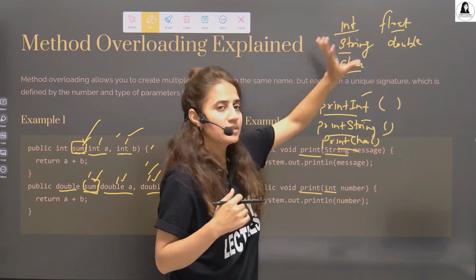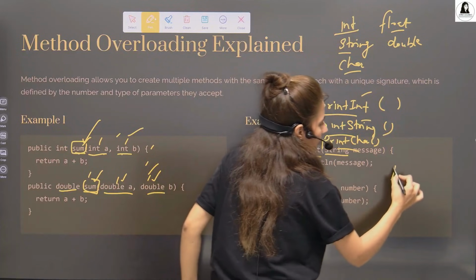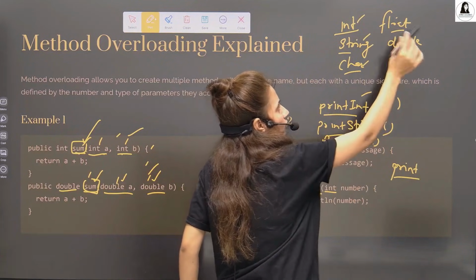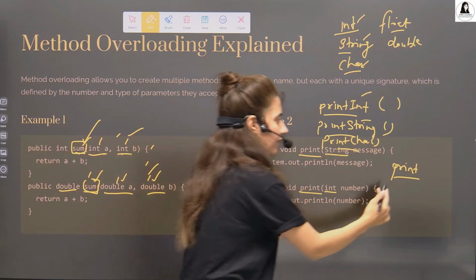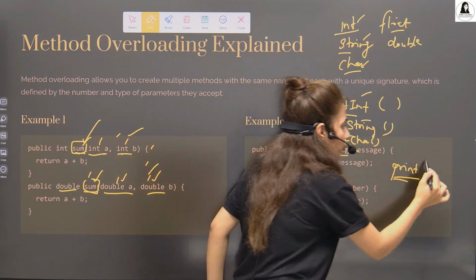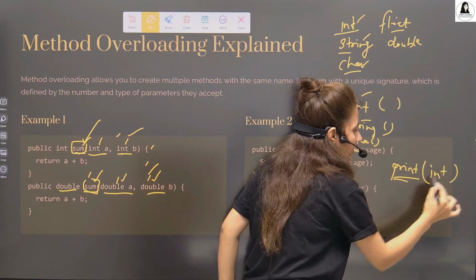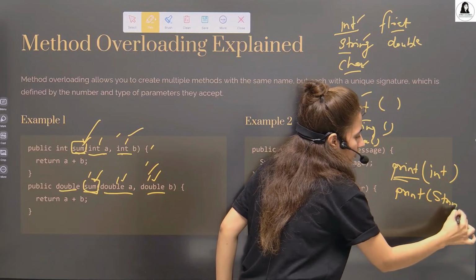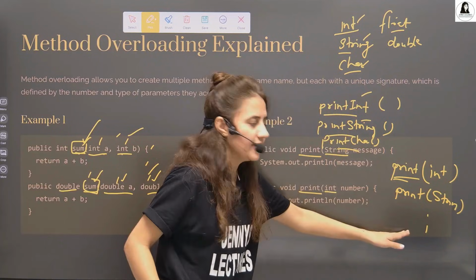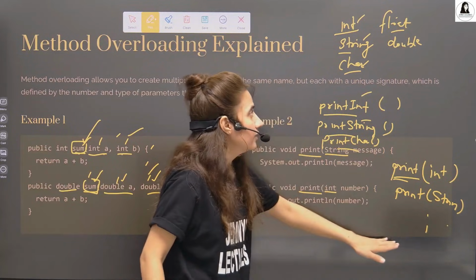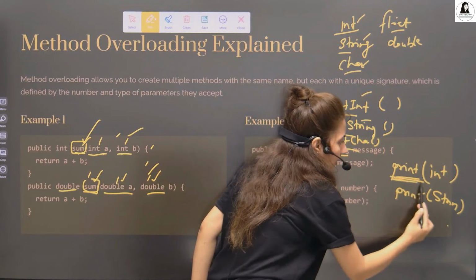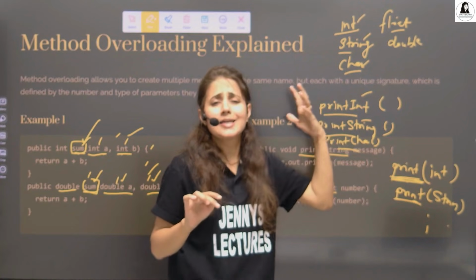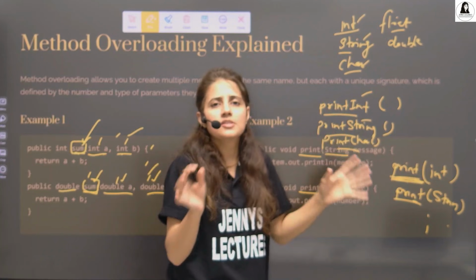But what if I can have the method name the same, that is print only, to print int, string, char, float, or double, anything you can print. The method name would be print only. Based on the parameter, here I simply pass an int, here I pass a string, next I pass a character, then float, then double. See, now the method name is the same, print. So now you don't need to remember the exact name, because the name is the same.